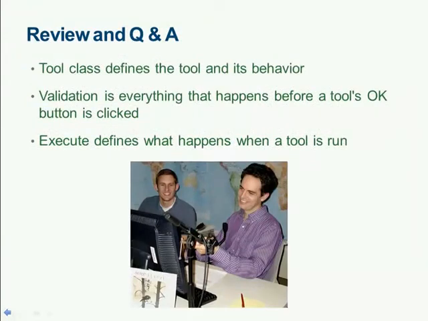So the tool class is going to define the tool and its behavior. And the validation is going to be everything that happens before we press OK, that we can customize some of that behavior to the user. And execute defines what happens when we run the tool.